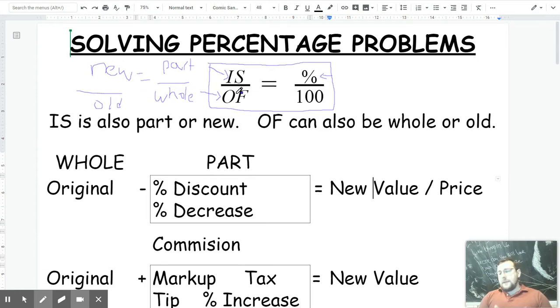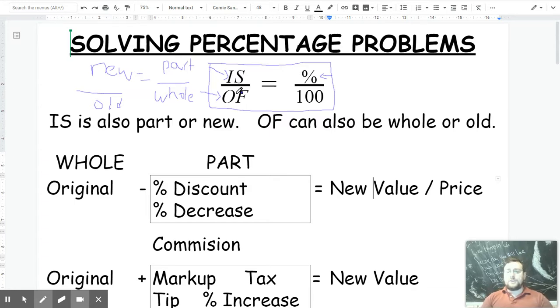Now, sometimes you will also see commission problems. And in those, usually you just want the part. You don't have to add up to the whole or anything like that. But anyhow, any of the times that you see these words, discount, decrease, commission, markup, tax, tip, percent increase, percent decrease, they always refer to the part. And in some problems, the part is all you want. In other problems, they want the numbers after that change, in which case you have to add, unless it's discount or decrease, in which case you have to subtract.